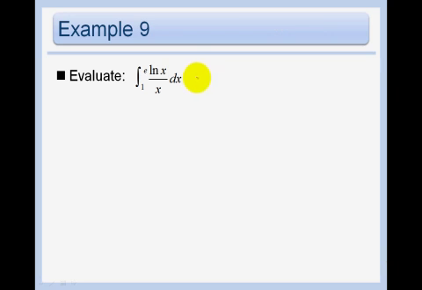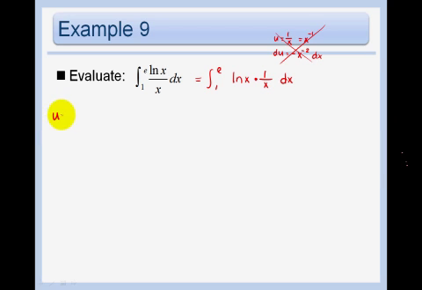Well, we see that we could rewrite this as the integral from 1 to e of ln x times 1 over x dx. So we have to think to ourselves, which one do we want to make the u? The ln x or the 1 over x? You have to think which one's the derivative of the other. If I let u be 1 over x, then du would have been negative x to the negative 2, which you don't see here. So that can't be right.